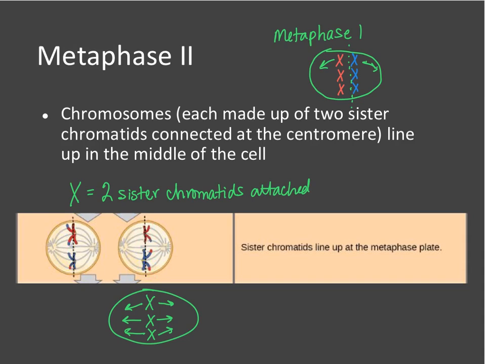But note that in metaphase 2, we no longer have homologous chromosomes. So our chromosomes are going to line up more like this, so they're not paired up anymore. And then during anaphase, the sister chromatids are going to get separated from each other. So we end up with one sister chromatid going into one of the new daughter cells and the other sister chromatid going into the other new daughter cell.